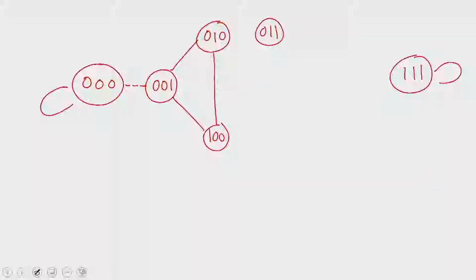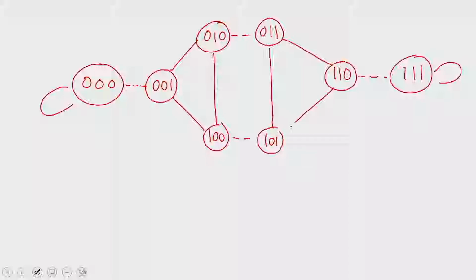010 and 011 are adjacent through an exchange edge. 100 and 101 are adjacent through an exchange edge again. 110 and 111 are again adjacent through an exchange edge. When 011 is cyclically left shifted, we will get 110. When that is cyclically left shifted, we will get 101. So, this is a shuffle exchange graph of dimension 3. So, you can construct shuffle exchange graphs of higher dimensions in this manner.